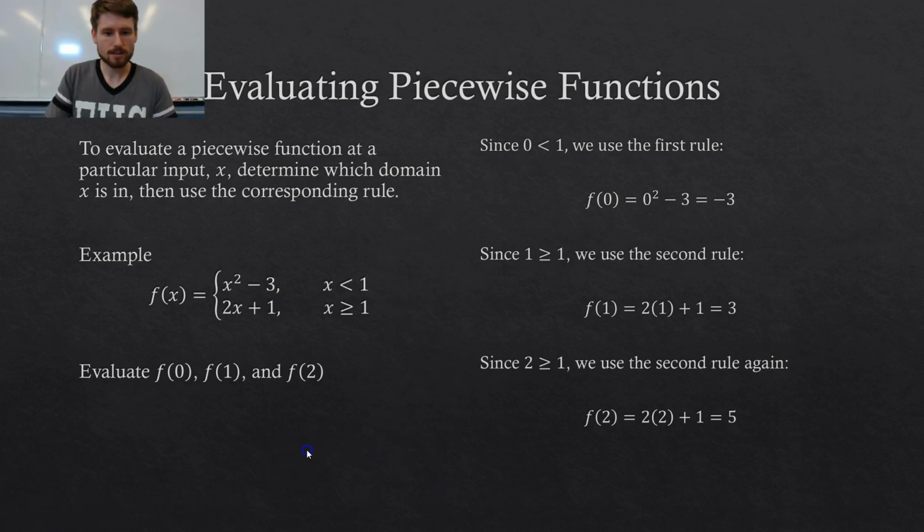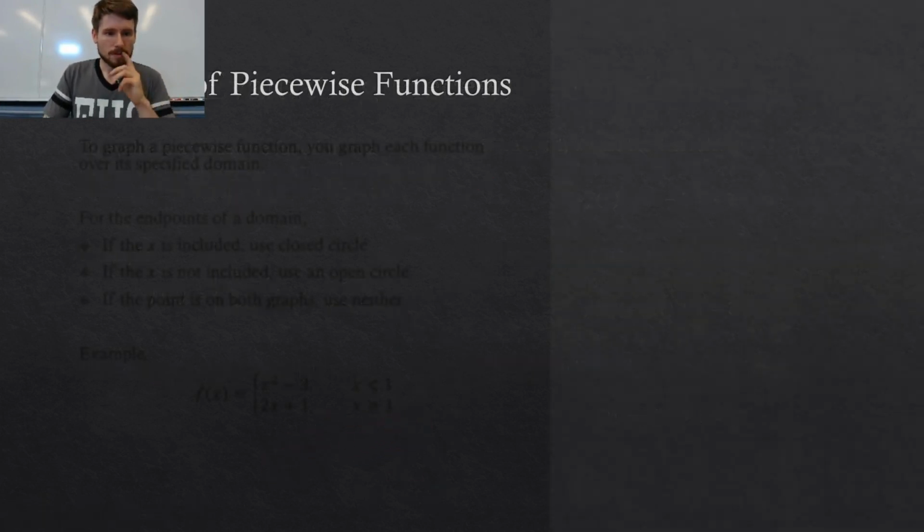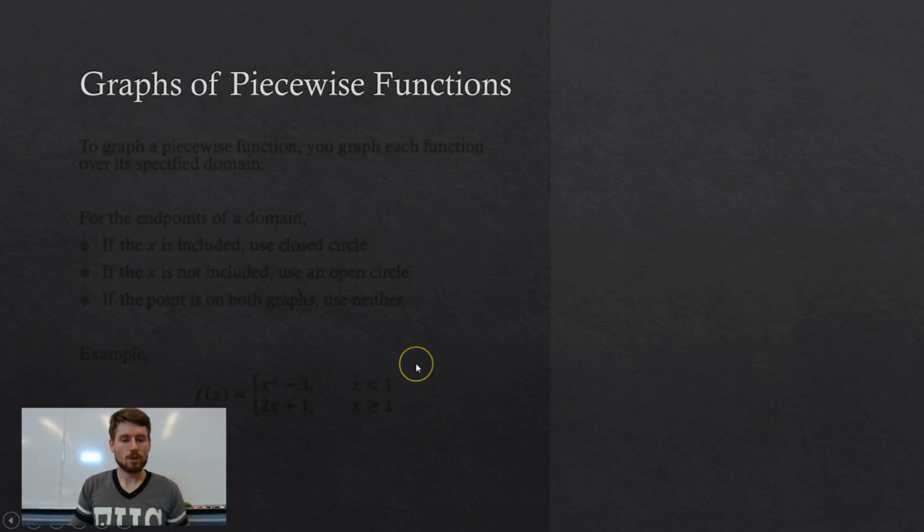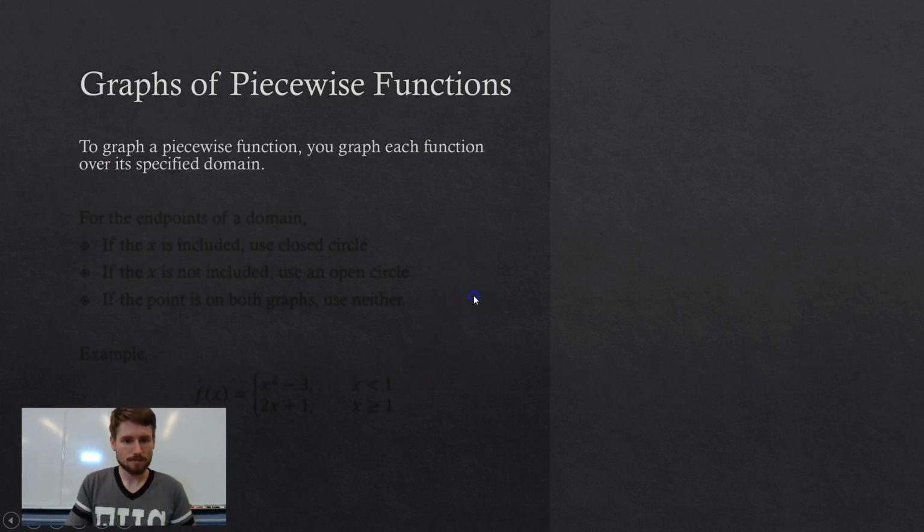All right, let's look at the next example. Graphing piecewise functions. So how could you graph a piecewise function? Well, you graph each rule over its specified domain. Whatever domain you're specifying for that rule, that's the function you'll graph.